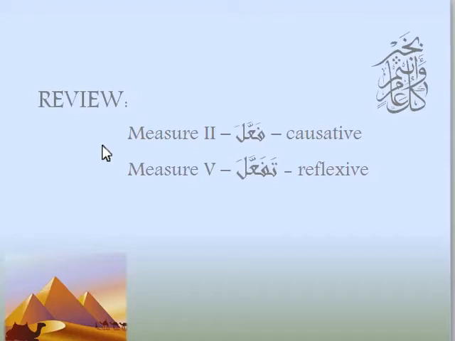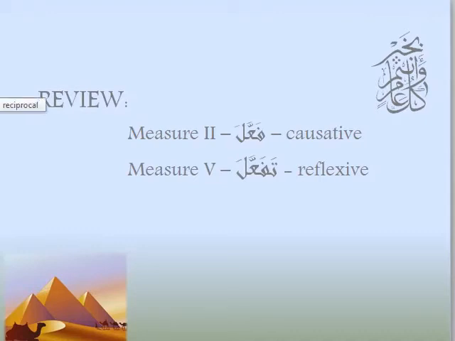Last time, you remember, we talked about the relationship between Measure 2 and 5. Basically, all 5 was adding a ta on the front of Measure 2. We had this shedda here, and it stays in both cases. So 5 looks just like a 2 with a ta in front of it. And remember, Measure 2 was causative, which meant to cause whatever the basic meaning was. And 5 was reflexive, which was a fancy word for doing causative unto yourself.